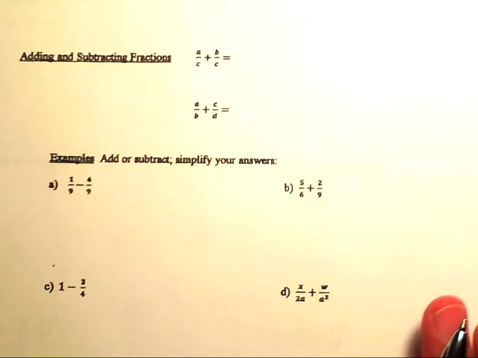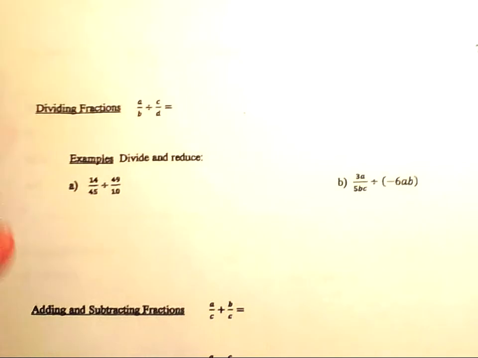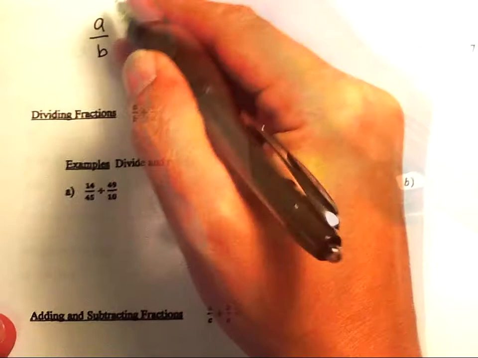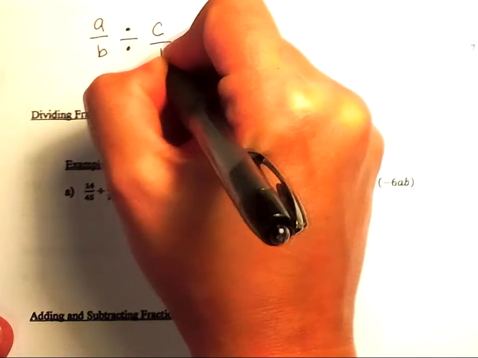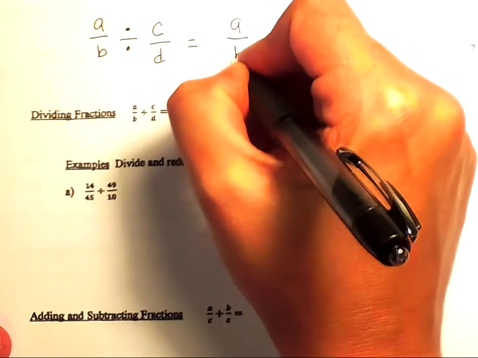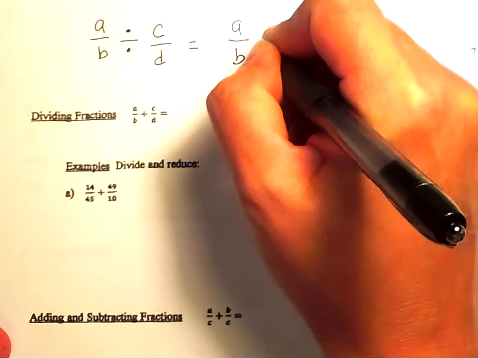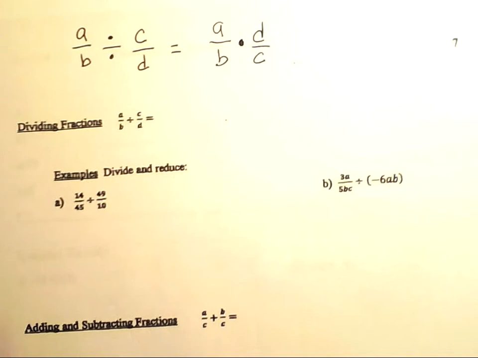Now, dividing fractions is almost the same thing as multiplying. Okay. So if you take, in general, a divided by b, then you divide that by c divided by d, well, it's the same thing as keeping the first one, taking the reciprocal of the second, and multiplying. So dividing is the same thing as multiplying by the reciprocal.